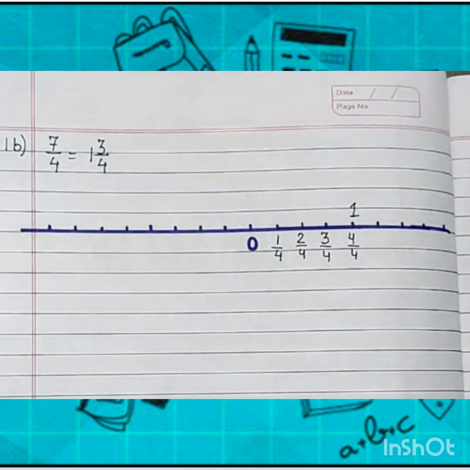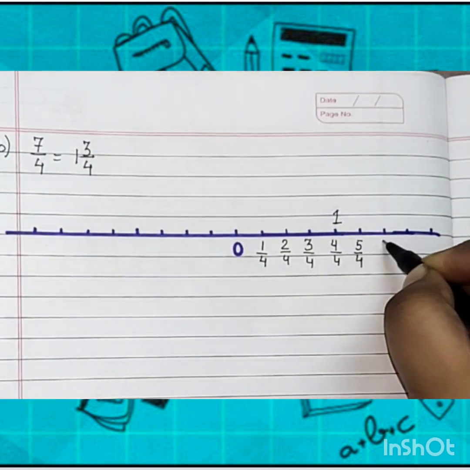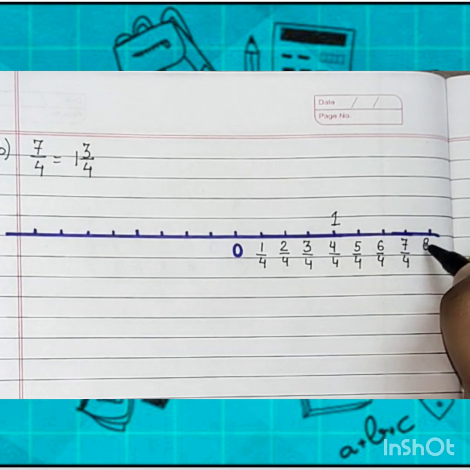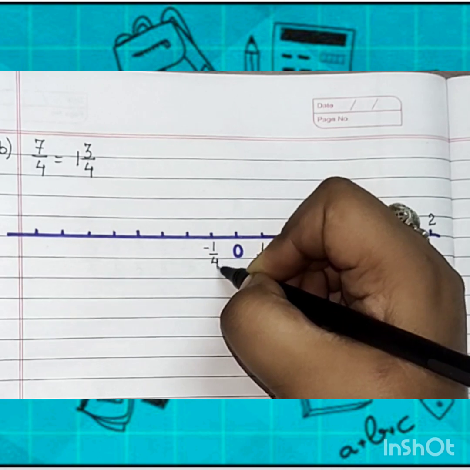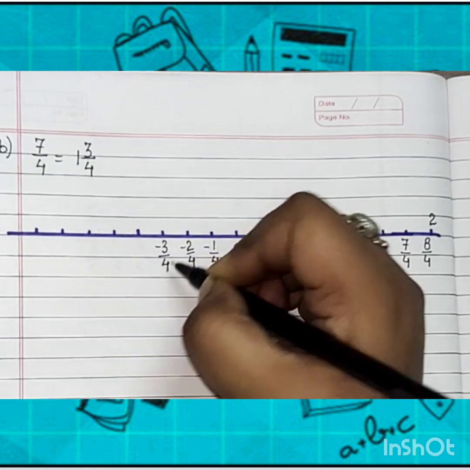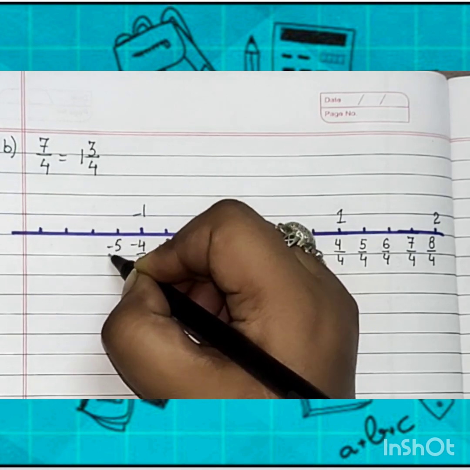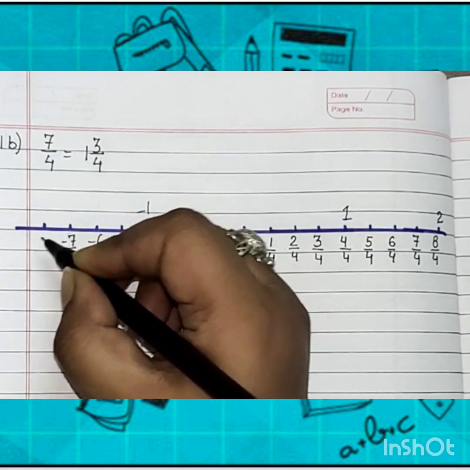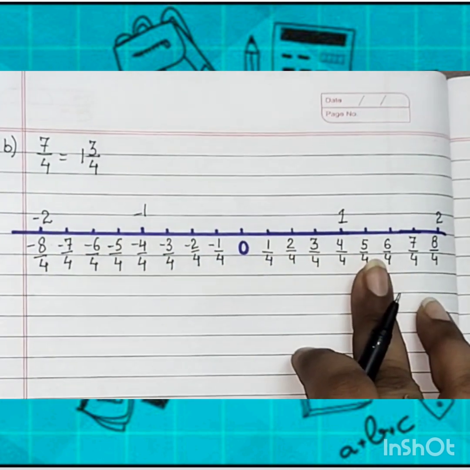And now write rational numbers for these marks. This will be 5 upon 4, 6 upon 4, 7 upon 4 and 8 upon 4. 8 upon 4 means 2. Now write on the left side. This is -1 upon 4, -2 upon 4, -3 upon 4, -4 upon 4. -4 upon 4 means -1, -5 upon 4, -6 upon 4, -7 upon 4, -8 upon 4 and this will give -2. We have to represent the rational number on the number line.